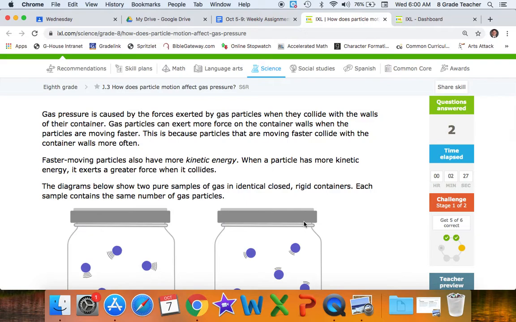Gas pressure is caused by the force exerted by gas particles when they collide with the walls of their container. Gas particles can exert more force on the container wall when the particles are moving faster. This is because particles that are moving faster collide with the container walls more often. Faster moving particles also have more kinetic energy. When a particle has more kinetic energy, it exerts a greater force when it collides.